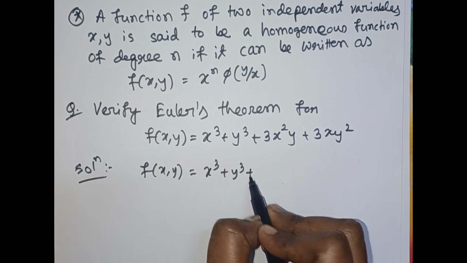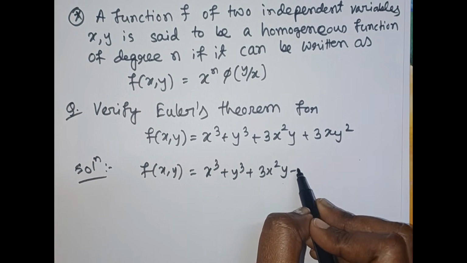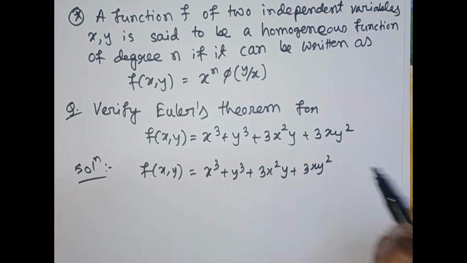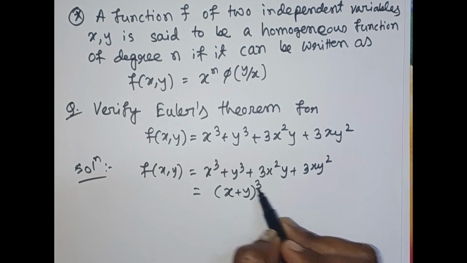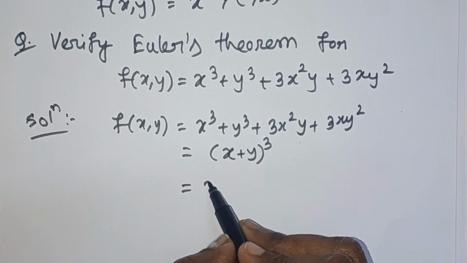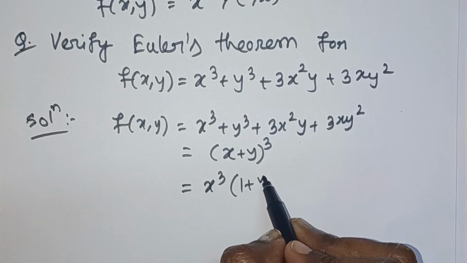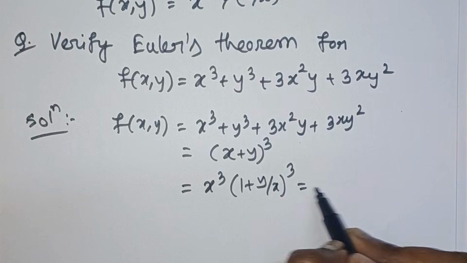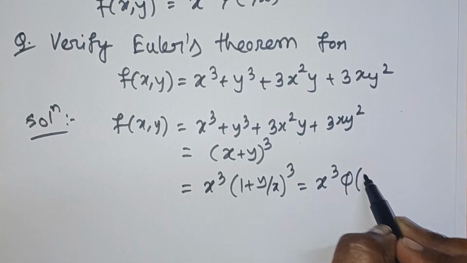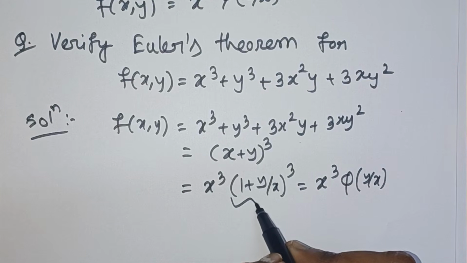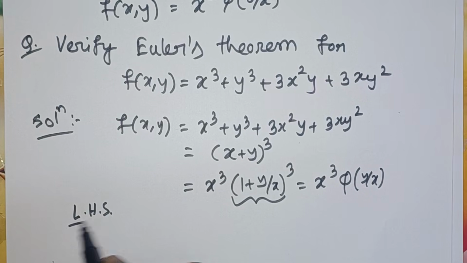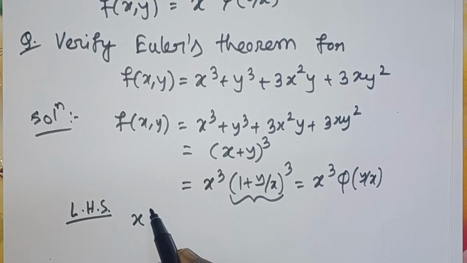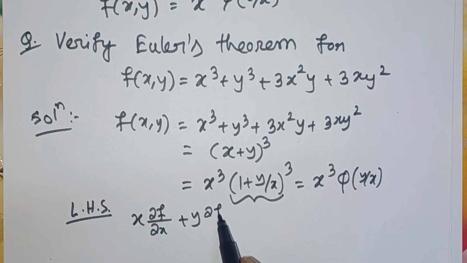So f(x,y) equal to x cube plus y cube plus 3x square y plus 3xy square, or this can be written as (x plus y) whole cube, and then it will be x cube times (1 plus y by x) whole cube, and this can also be written as x cube phi of y by x. And what is phi of y by x? That is (1 plus y by x) whole cube.